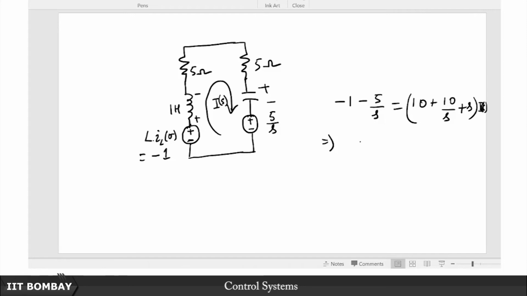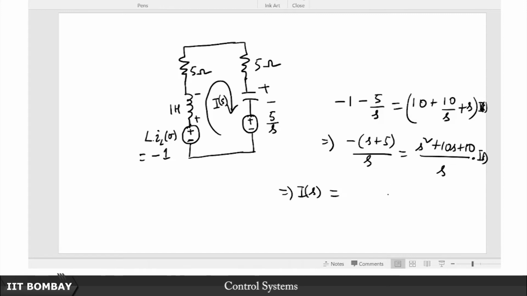So in other words, we have to write minus of S plus 5 over S is equal to S squared plus 10S plus 10 over S times I of S. In other words, I of S is going to be nothing but, the S can cancel from both sides, minus of S plus 5 over S squared plus 10S plus 10.